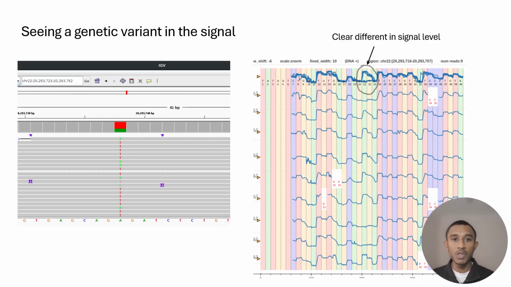Notice that the two versions trace out clearly different shapes. The signal doesn't just agree with the letters, it shows you the difference directly in the physics of how each molecule moves through the pore. Being able to lay these side by side and actually see them is what makes this kind of comparison possible.